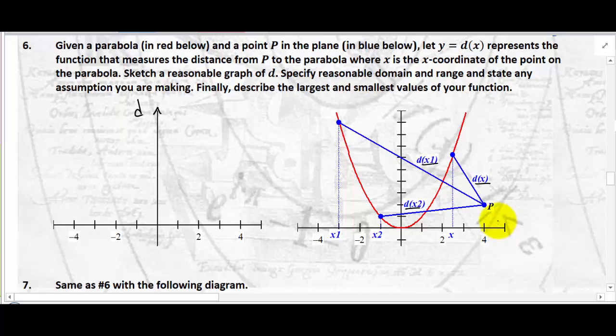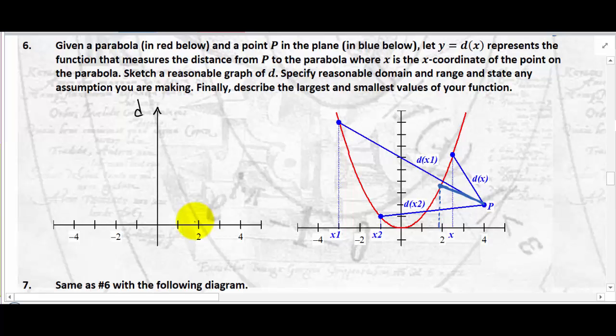Which one do you think, if this point moves on the parabola, which one is going to be the shortest distance between P and the parabola? I think it's going to be about here, right? If I take this point right here, I believe we should find the shortest distance right here. What's the x-coordinate of this point? Well, it's a little bit before 2.